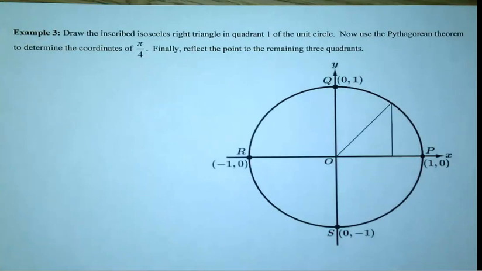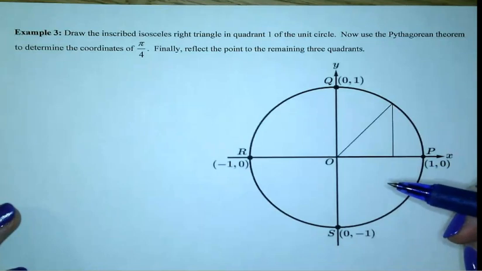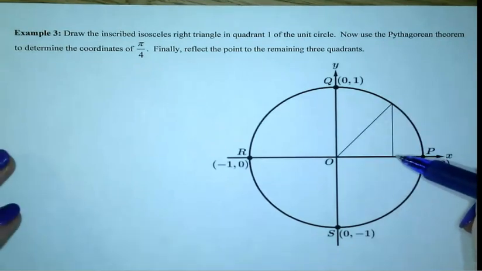All right, so in example 3, we're going to draw an inscribed isosceles right triangle in quadrant 1. So here is my triangle. Go ahead and draw that on your paper. And we are on a unit circle.